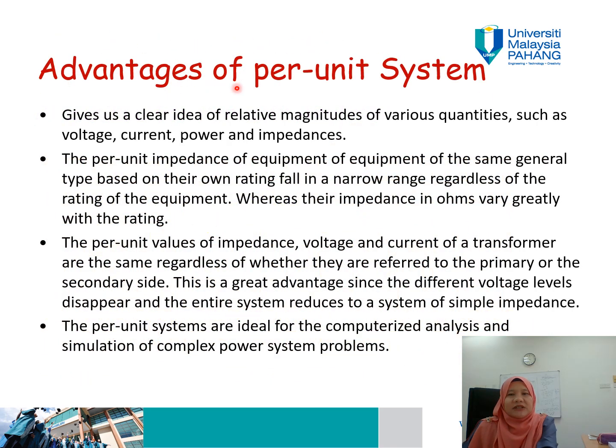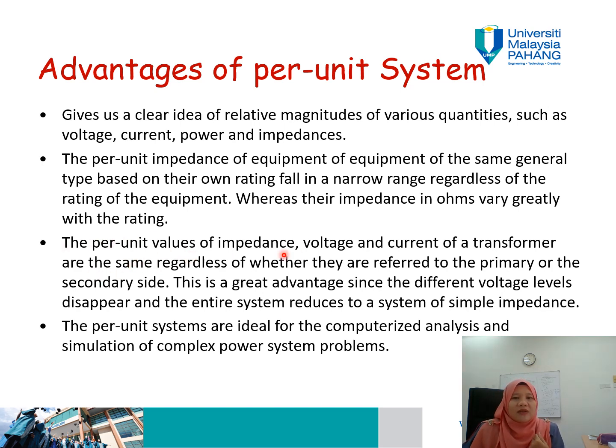The advantages of the per unit system: it gives us a clear idea of the relative magnitude of various quantities such as voltage, current, power, and impedance. And the per unit impedance of equipment of the same general type, based on their own rating, falls in a narrow range regardless of the rating of the equipment, whereas their impedance in ohms varies greatly with the rating.